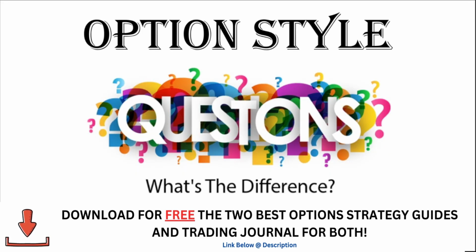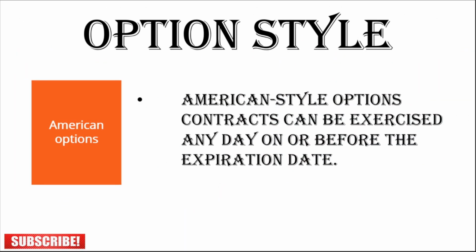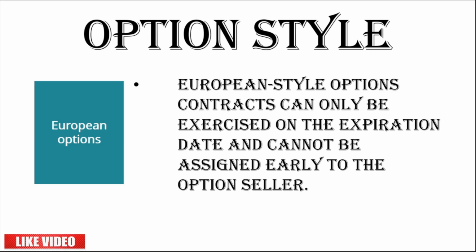And the main difference between American style options and European style options is the exercise approach. Exercising an option means we can use the right to buy or sell under an option contract. American style option contracts can be exercised any day on or before the expiration date. European style option contracts can only be exercised on the expiration date and cannot be assigned early to the option seller.